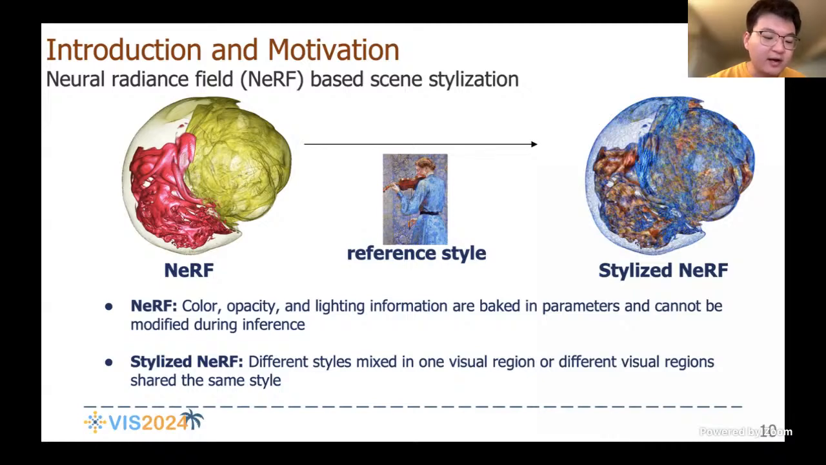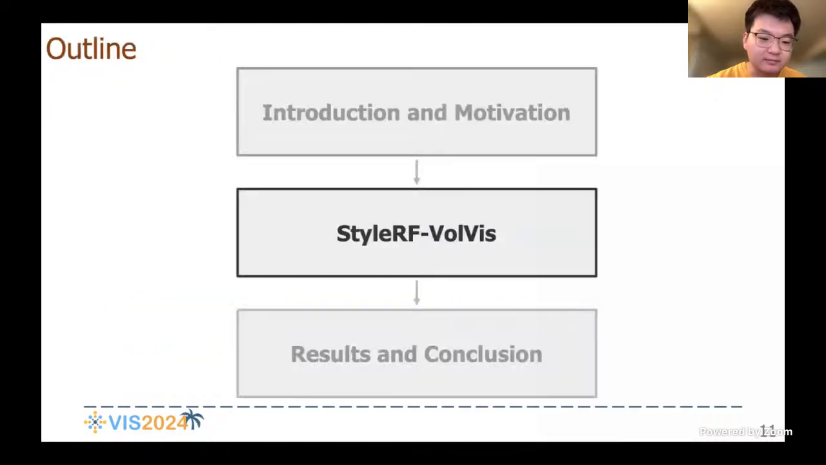And second, in practice, we hope different styles can be transferred to different visual regions of a DVR scene, such as the yellow and the red part of the NeRF rendering in this case. However, the stylized NeRF will usually mix different styles in one visual region, or share the same styles across different visual regions, resulting in blurry stylization and a lack of visual coherence toward the original DVR scene.